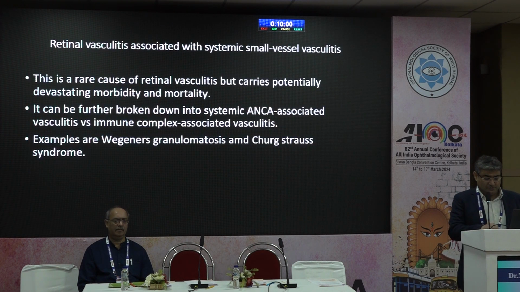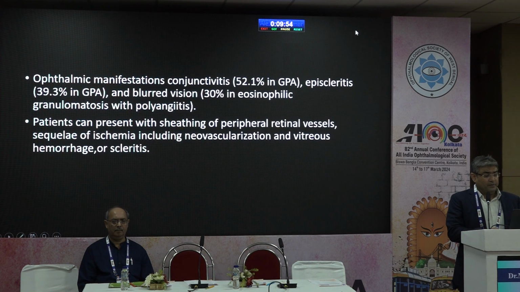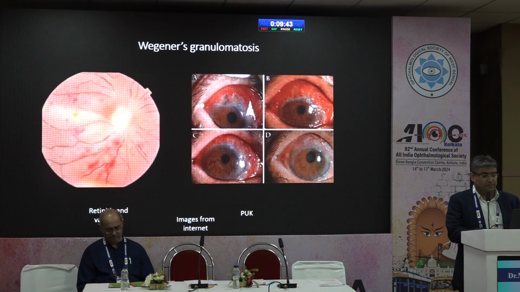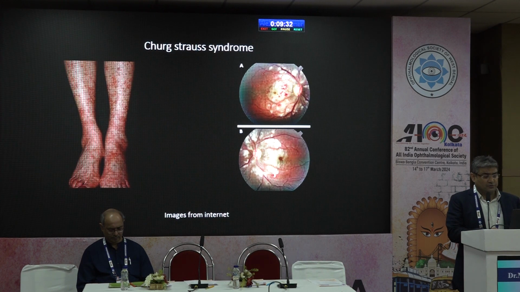Then small sized vessels we come to. This is rare, but these are the ones where people die. Actually, death is known in these conditions. These are Wegener's granulomatosis and Churg-Strauss syndrome. The ophthalmic manifestations include conjunctivitis. I have a case report on Wegener's granulomatosis when I started my fellowship. So the patient had specific peripheral ulcerative keratitis, along with some amount of chorioretinitis with vasculitis. This is known in Wegener's. Churg-Strauss will have eosinophilic vasculitis along with SLE-like picture.